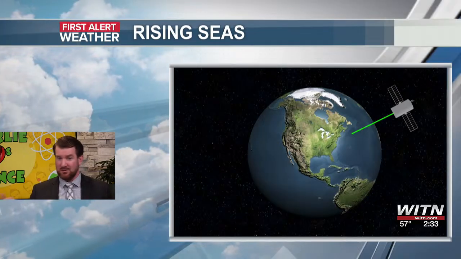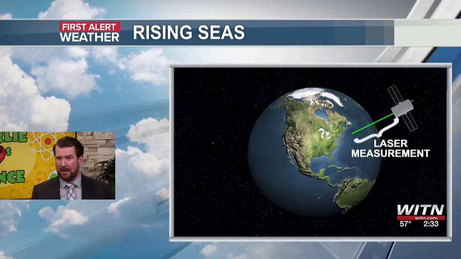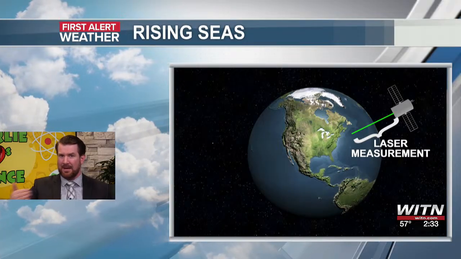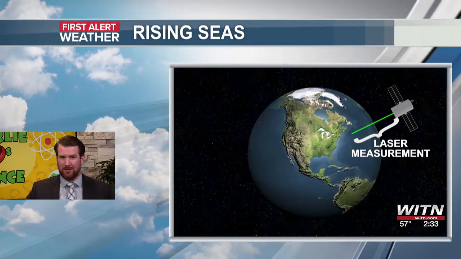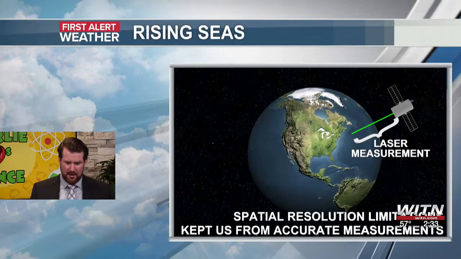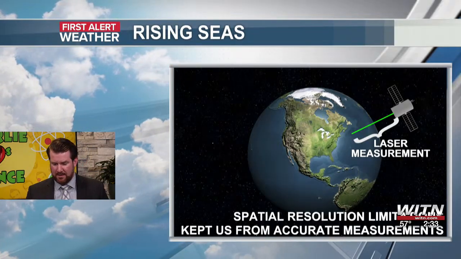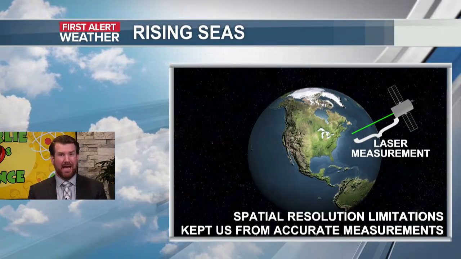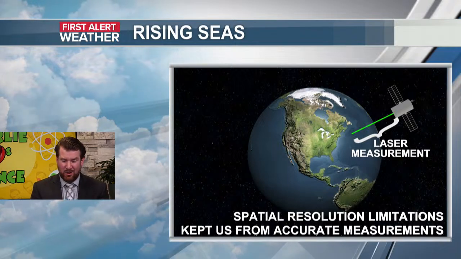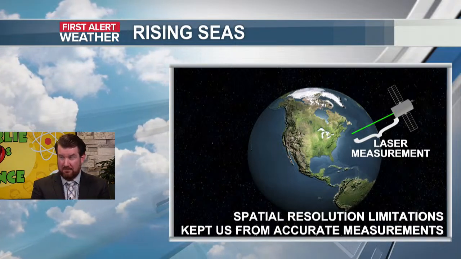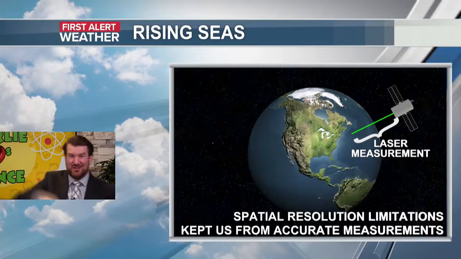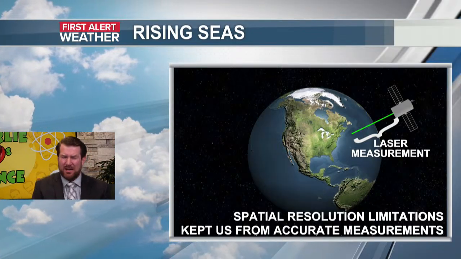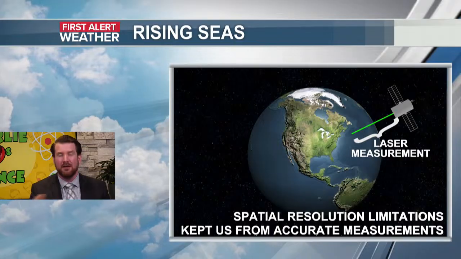Now let's talk about how we measure it right now. We use satellites and lasers. Those lasers shoot down at the surface of the ocean and can pick up readings and measurements based off of the fluctuations they see over a year-to-year basis. Now, there is a problem there, and that is spatial resolution limitations have really kept us from very accurate measurements. And we're talking about accuracy down to the millimeter. If you're somehow in space shooting it all the way down at the surface of the ocean and you're able to measure it within the millimeter, you're doing something right.